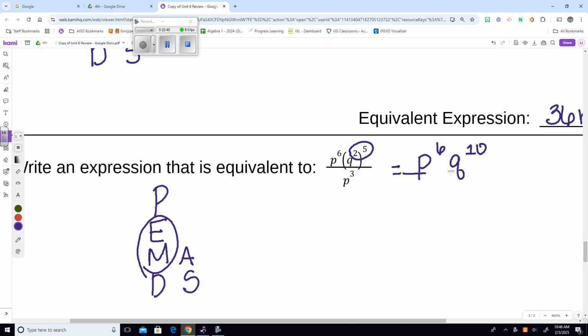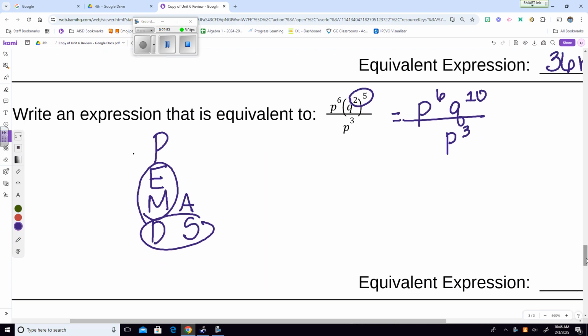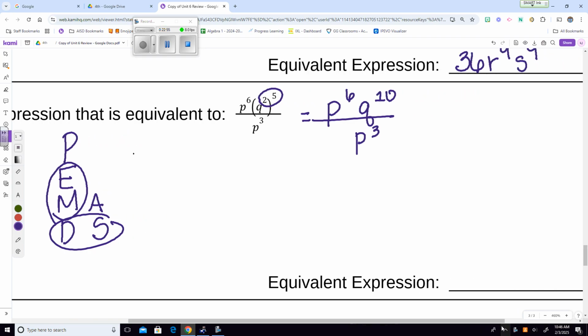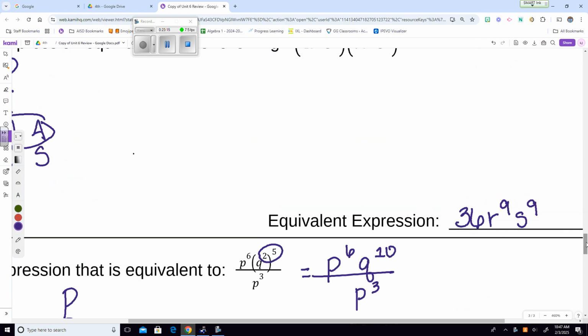Then, in the denominator, you still have p to the 3rd. So what do I do now? So we're dividing, so we subtract. Very good. You have p's on top. Do you have them on the bottom? Yes. 6 minus 3 is 3. You have q's on top. Do you have them on the bottom? No. So it just stays q to the 10. With me there? Okay. And that's it, kiddos.